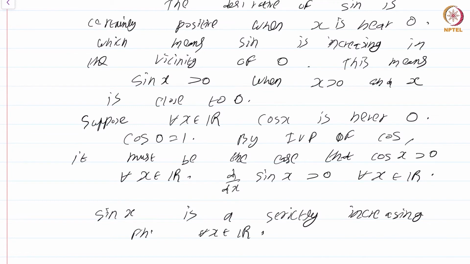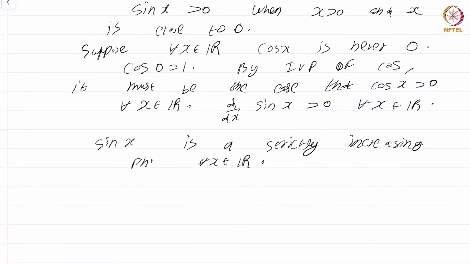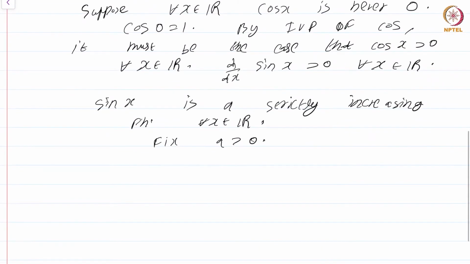Now, we are going to manipulate sine and cos using the trigonometric identities that we established in the last module to derive what we need. So fix a greater than 0. We know that because cos is positive, 0 is less than cos 2a. Because we have just assumed that cos is never 0, cos is always positive. But from the trigonometric identities that we saw last time, cos 2a is nothing but cos squared a minus sine squared a.